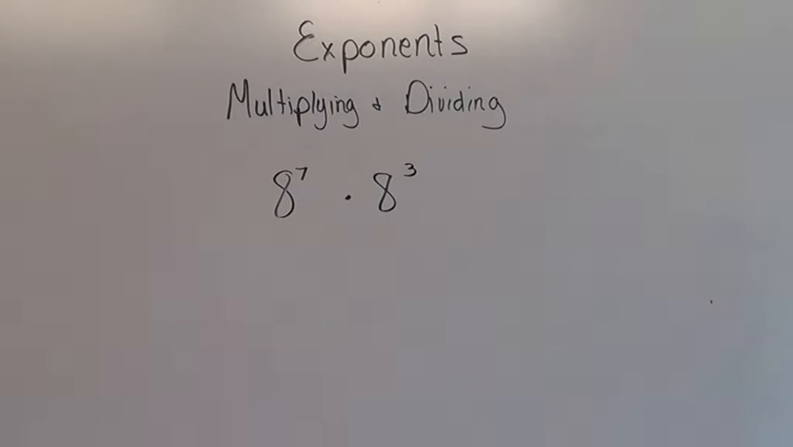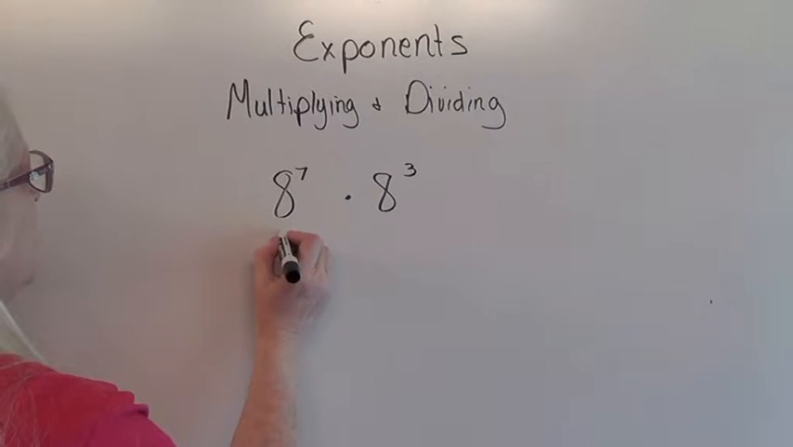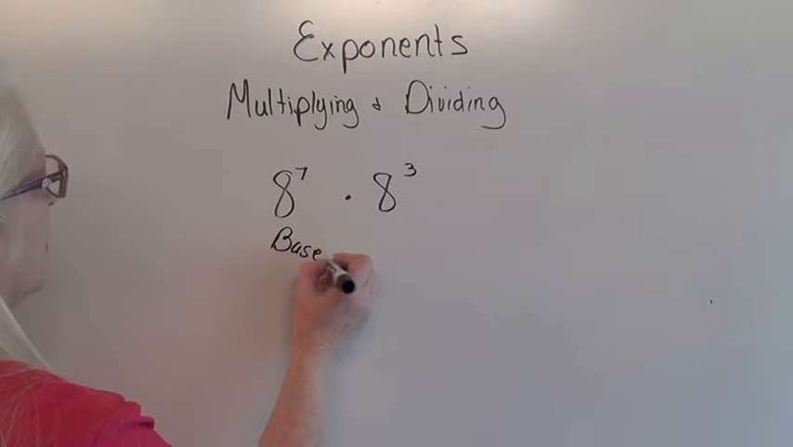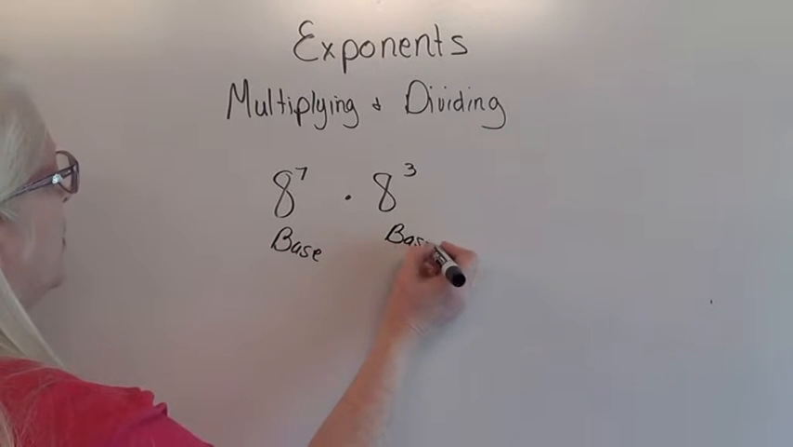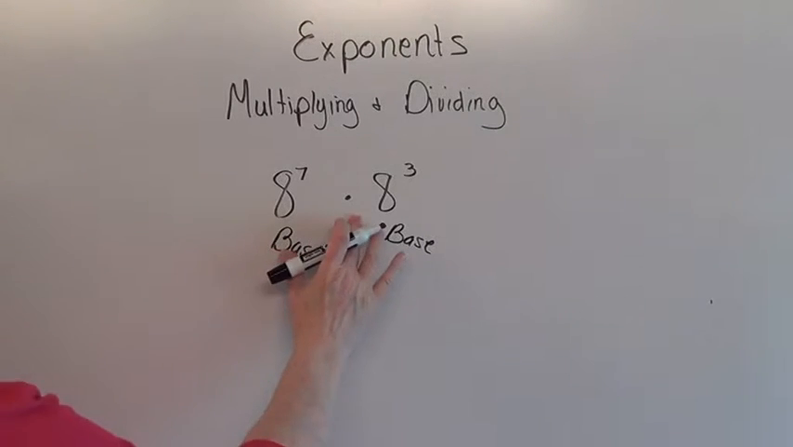Hi, let's take a look at multiplying and dividing with exponents. We have 8 to the 7th times 8 cubed. Our 8s are called our bases. And when the bases are the same, you can simply add the exponents when you multiply.